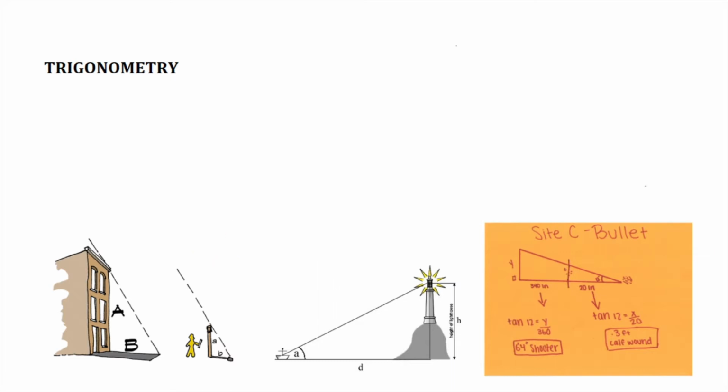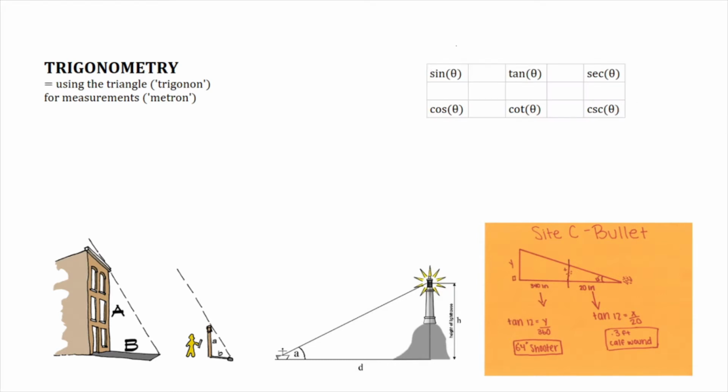These pictures show a few applications of trigonometry. After all, trigonometry, or let's call it trig, is made for measurements. It is defined as using the triangle, or trigonon, for measurements, or metron. So a triangle is almost always going to be involved when trig is brought up in a discussion. This video brings up an introduction of trigonometry in a different way. It is usually brought to us in this order. However, I want to talk about it in this order instead.